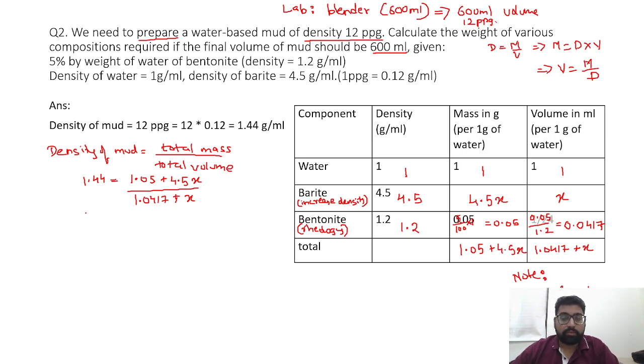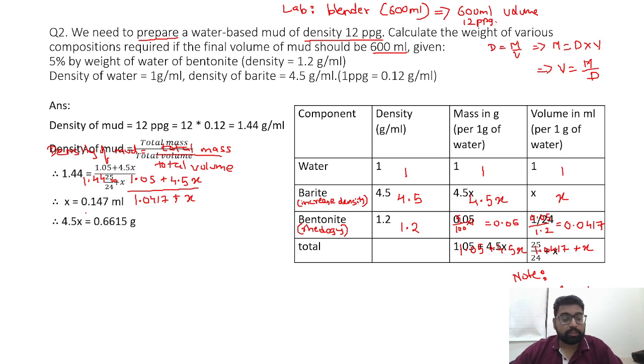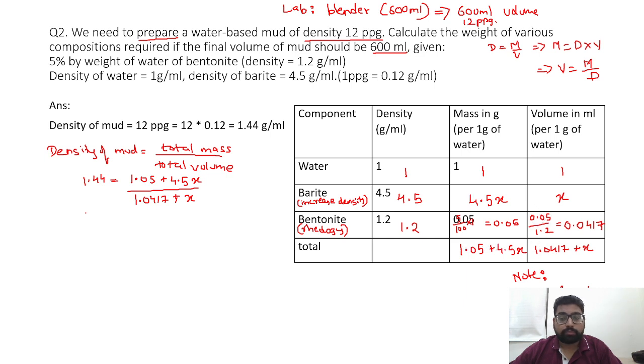So I have solved this. Let me just write it again. I'm not going to solve it here; you need to solve it. So x, I am getting 0.147 ml, because I'm taking x as volume. So the volume of barite is 0.147, and what will be the mass?